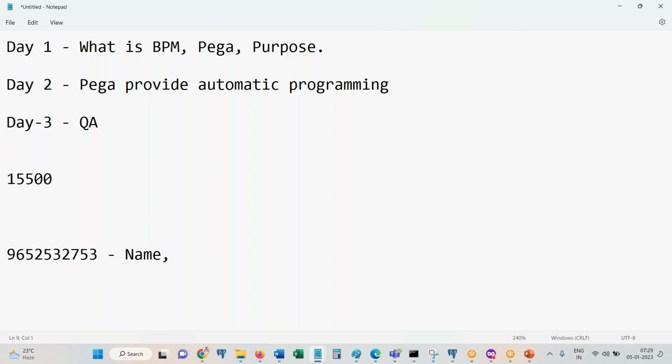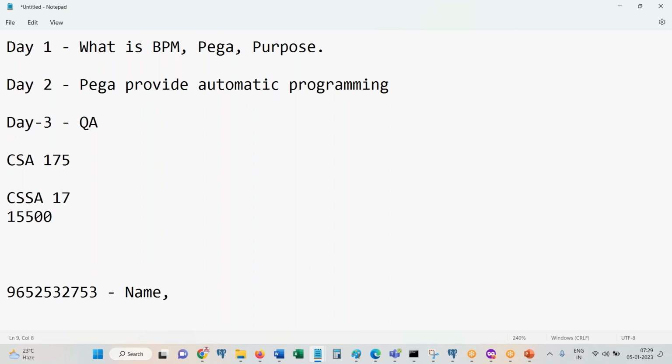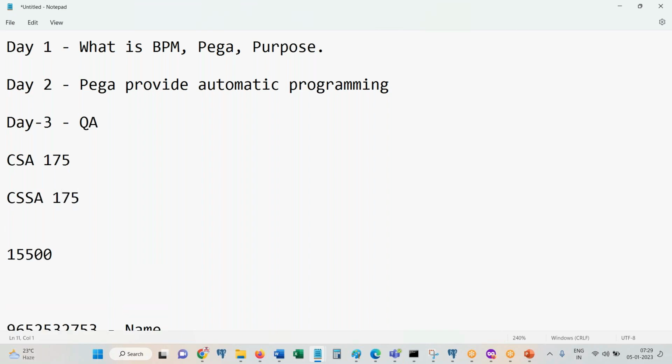What are the certifications available? CSA, $175. CSSA, again $175. You understand, right? Not both for 175. This one you pay 175 from your pocket, this one you pay again 175 from your pocket. LSA level 1 you pay 175 from your pocket. LSA level 2 you pay $600 from your pocket. If you are a working employee, your company will sponsor if you are ready for LSA. You don't need to bother about this as a working employee, because completing LSA is a big achievement, not only for you but for the organization where you are working.